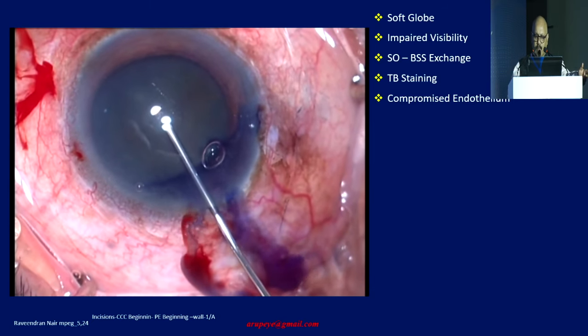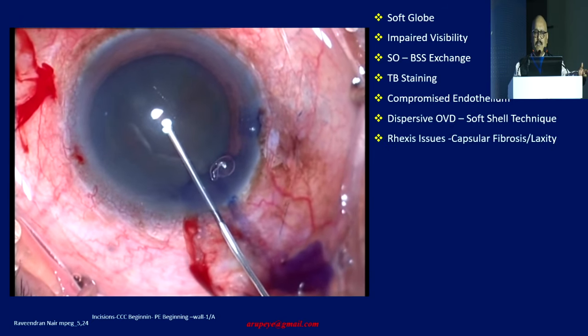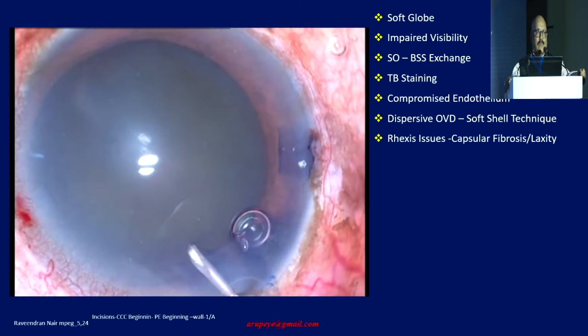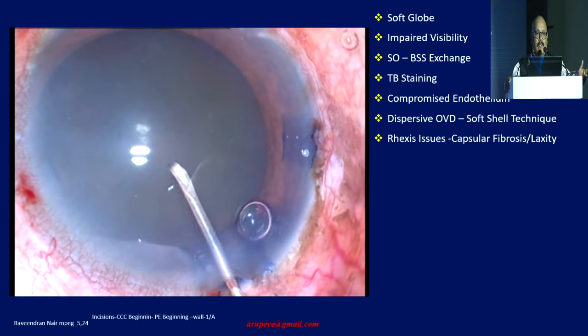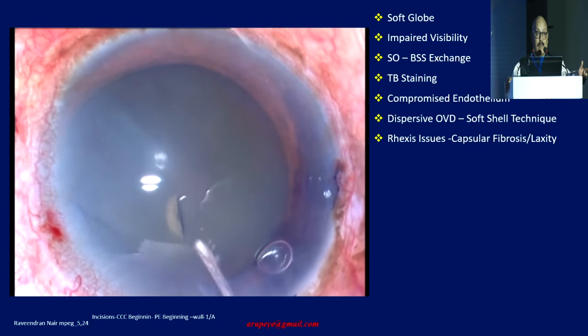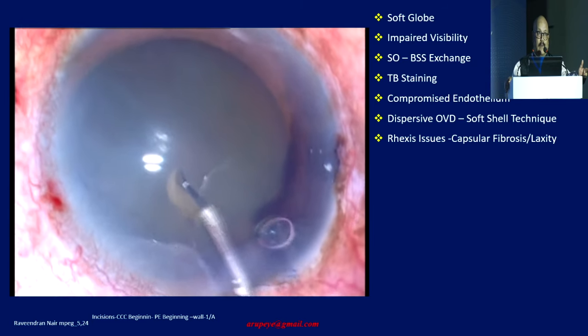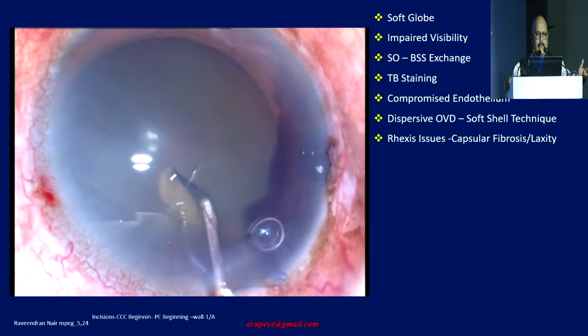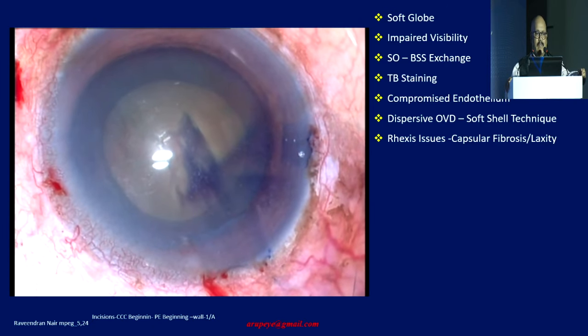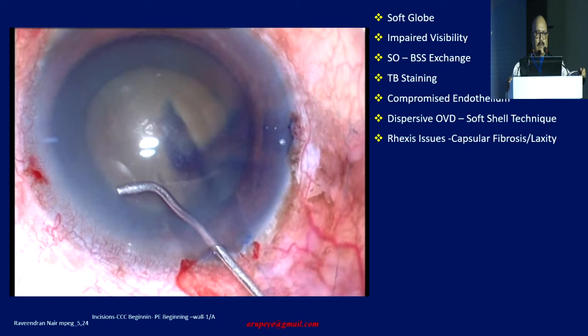Please remember that in this kind of situation, the rhexis may become troublesome. For example, sometimes you may have fibrotic plaques, fibrotic bands. Some of the cases may be subluxated because of a very heavy cataract or because of prior trauma. So this is the litmus test. The first puncture and how it goes basically determines how the rhexis is going to happen.